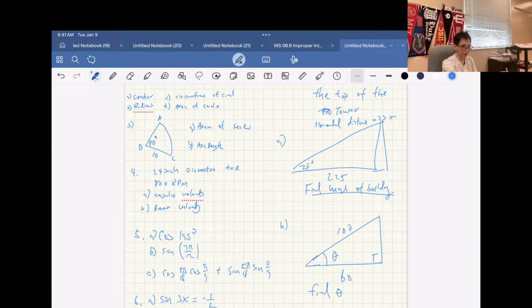Anybody find the first one? How tall the building is? Anybody got 119 feet? No? You don't know how to do it? Of 28.